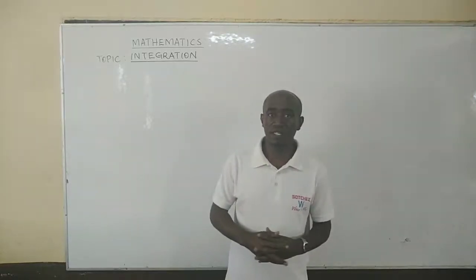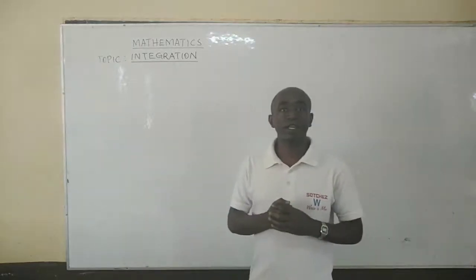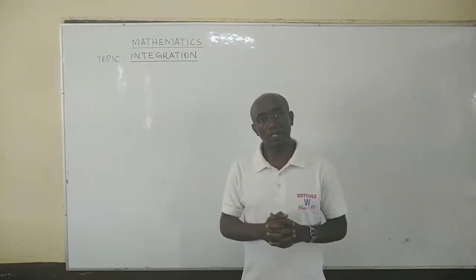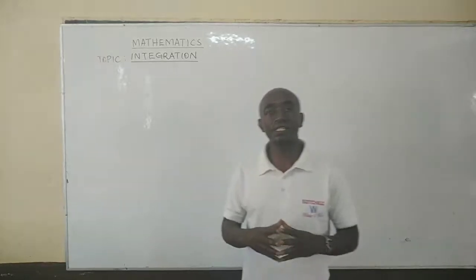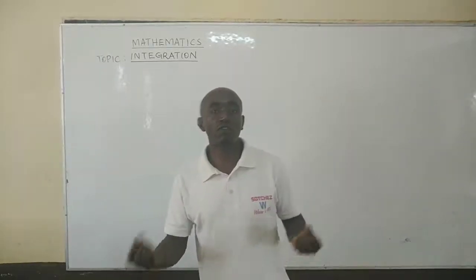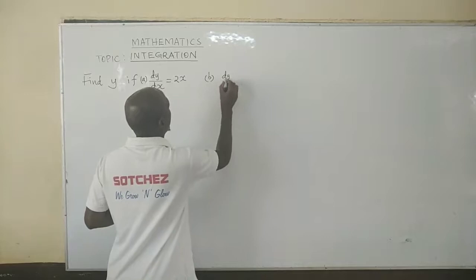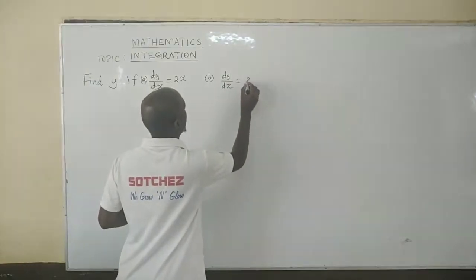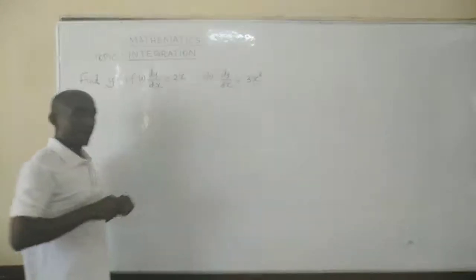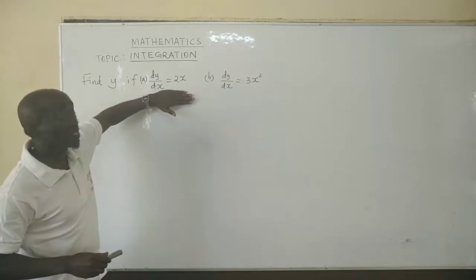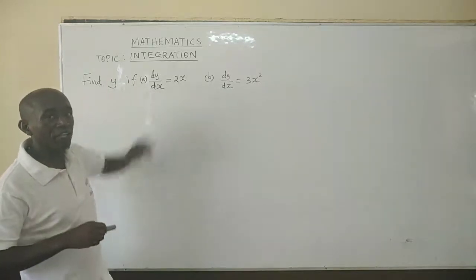The topic which we have been discussing is integration, and we started discussing integration in our last lesson. Basically we said integration is the process of finding a function from a given gradient function. We are going to learn more about this. Let's say that (a) dy/dx is 2x, and (b) dy/dx is 3x squared. This is a gradient function, dy/dx = 2x. So what is the function?